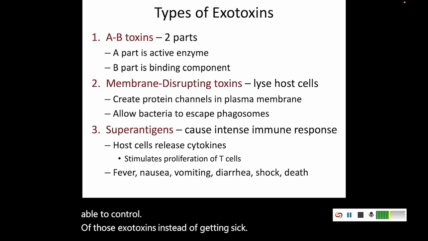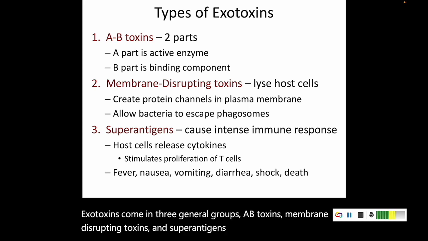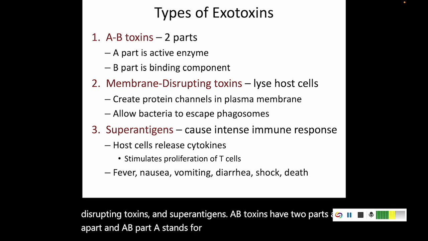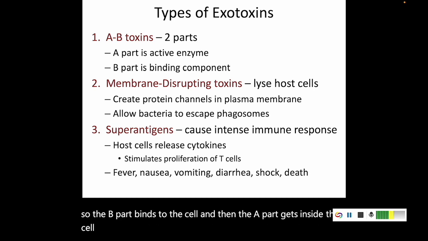Exotoxins come in 3 general groups: AB toxins, membrane disrupting toxins, and superantigens. AB toxins have 2 parts, an A part and a B part. A stands for active, B stands for binding. So the B part binds to the cell, and then the A part gets inside the cell and causes all kinds of damage.